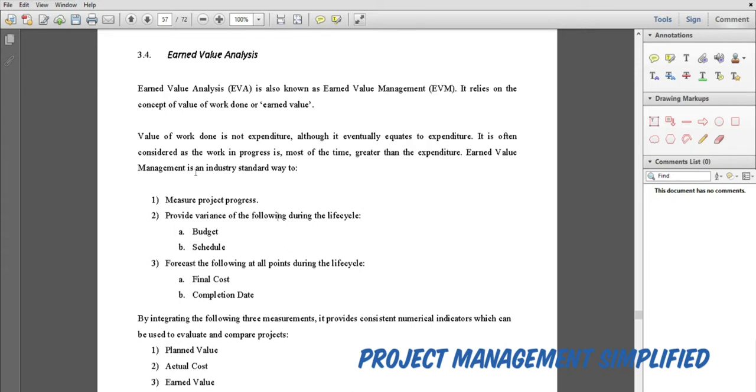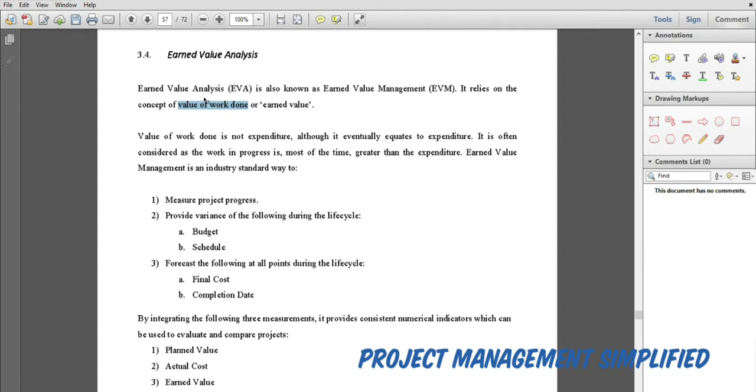Hi, today we're going to talk about earned value analysis. This is the second class of our online classes. Earned value analysis, which is called EVA, is also known as earned value management, EVM. It relies on the concept of the value of work done. This is very important: the value of work done, which is called earned value.